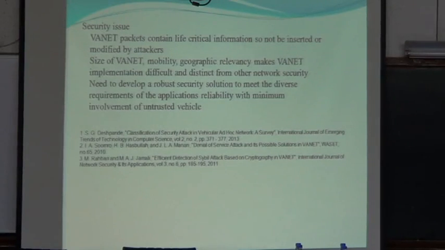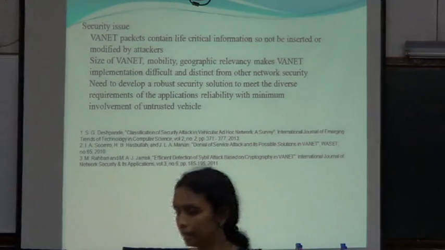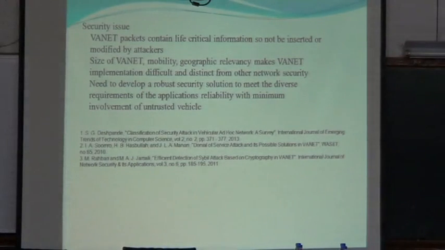Then security issue. So, as the communication is mostly wireless, it is required to take some security measures. The main application of VANET is to improve road safety. Therefore, VANET must be protected from unauthorized message injection and message alteration. So there should not be any message generated by unauthentic vehicles. There should not be any false message. The message generated by a vehicle should not be fabricated, should not be suppressed. So all those security issues are there. So it is required to develop a robust security solution to meet the diverse requirements of the application's reliability with minimal involvement of untrusted vehicles.